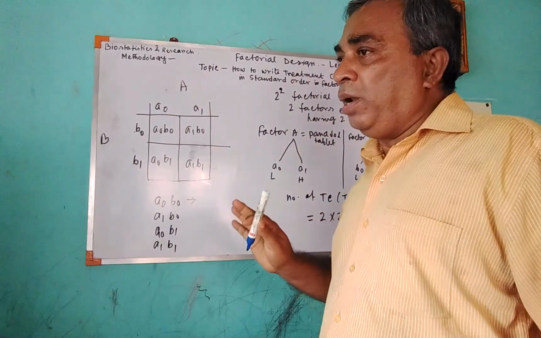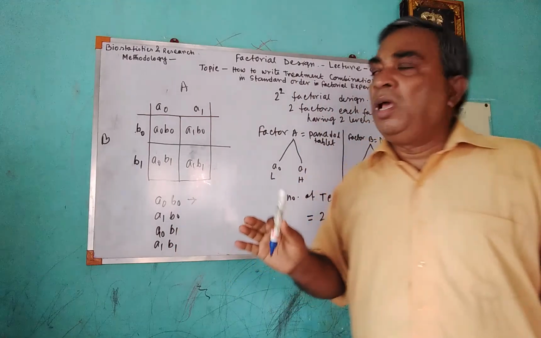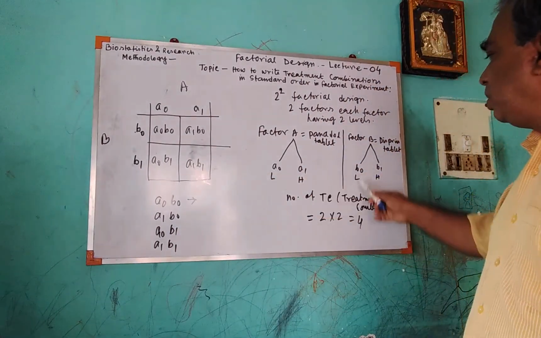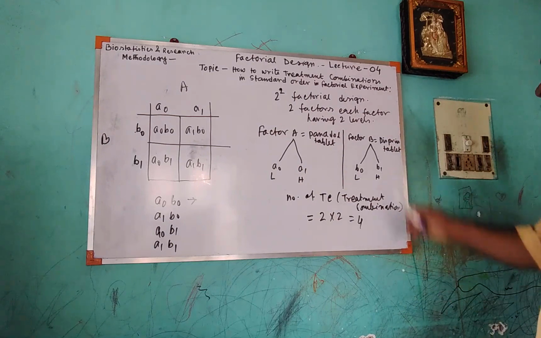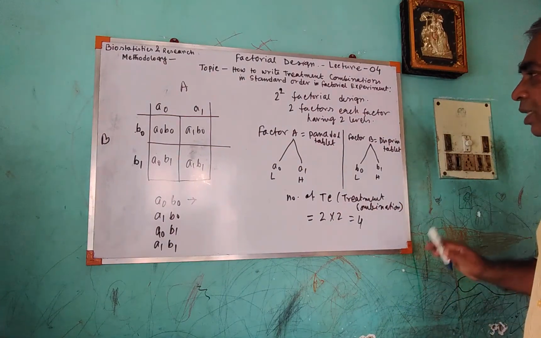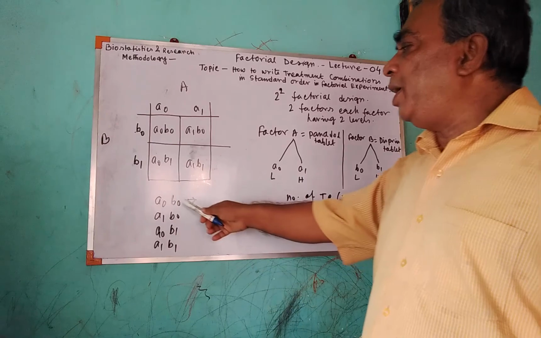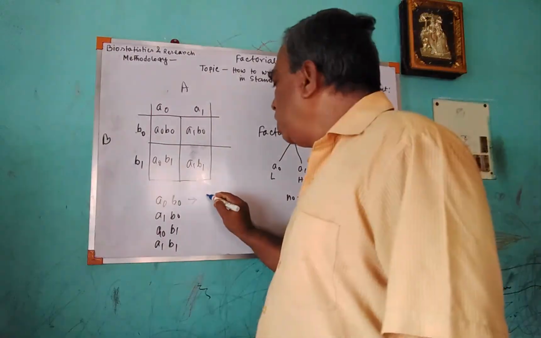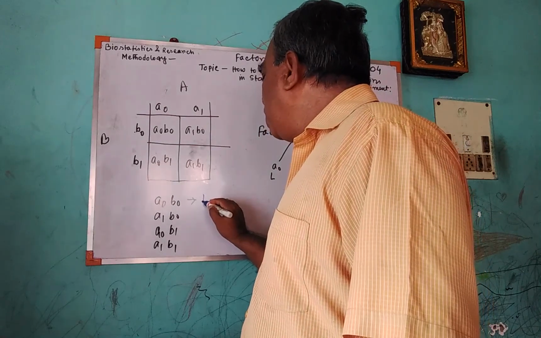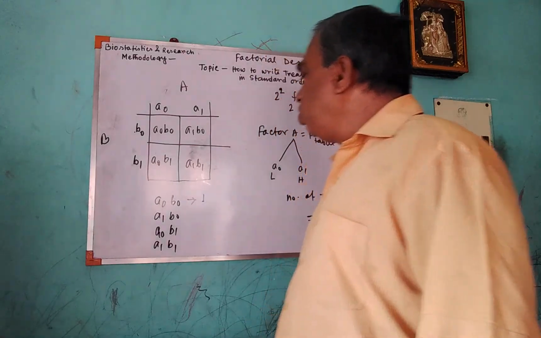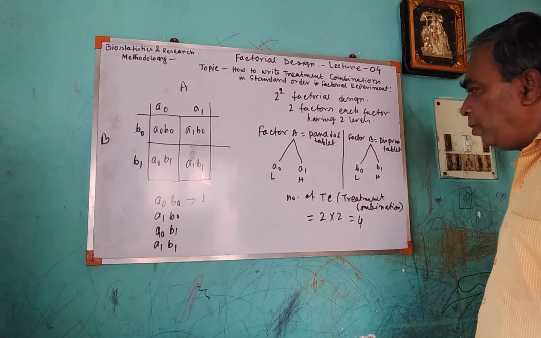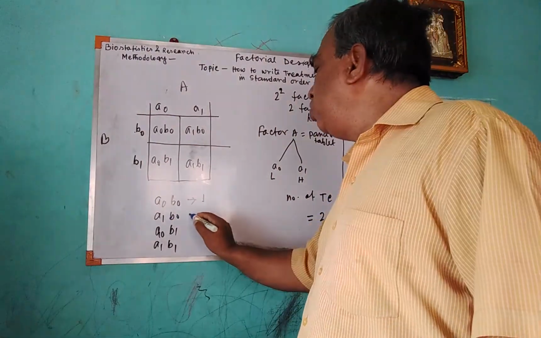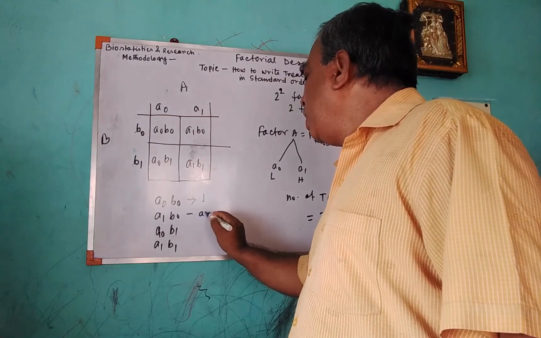Level means, suppose, 5 mg, 10 mg, 15 mg, 30 mg. So these are the levels. Both are lower level that I am applying. That is A0 B0, and it is denoted by 1. Then A1 B0 is denoted by A, where the two factors are A and B.